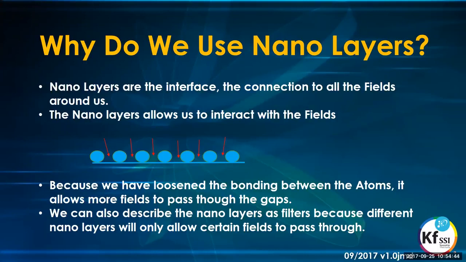And we can also describe the nano layers as filters, because different nano layers will only allow certain fields to pass through. When we begin to understand how to really start making different nano layers for different purposes, we'll be able to see that they act as certain filters, and so if we only want a certain amount of a certain type of fields coming through, that's what we'll create, so that only those fields come through.